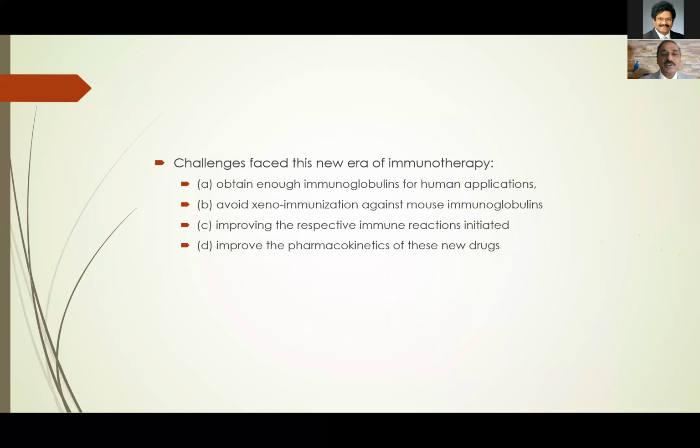And then, avoiding immunization against mouse immunoglobulins. So how are we going to prevent that? Because it's going to be a foreign protein, since the whole myeloma plus the antibody-producing cells together make a foreign antibody. So is it going to cause reactions? Whatever immune reaction develops, how can you improve that, how can you stop it, and improve the pharmacokinetics of these drugs, how the drugs are given, whether orally or intravenously, IV, all these pharmacokinetics. These are the three or four problems that we are facing.